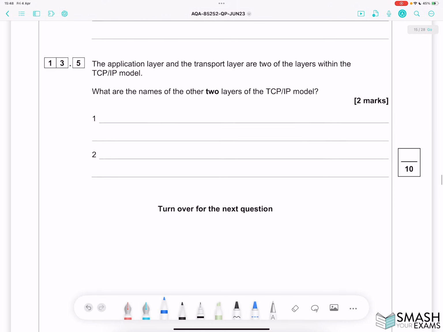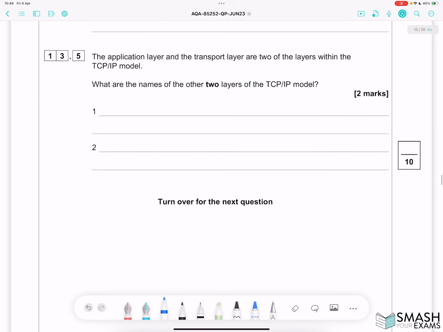Now, the application layer and the transport layer are two of the layers within the TCP/IP model. What are the names of the other two layers? It's given us the first two, application and transport. I always remember it as ATIL. You can also have N at the bottom as well.